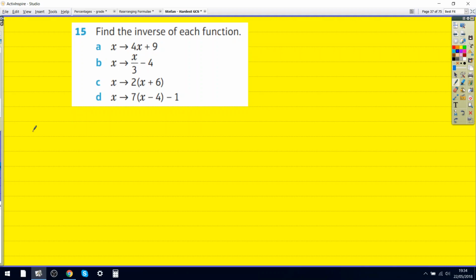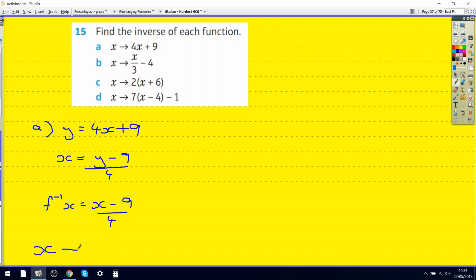Okay. So f of x is 4x plus 9. Then we can say y equals 4x plus 9. So then x is y minus 9 over 4. So f to the minus 1 of x is just x minus 9 over 4. To put it back into their form, it would be x and the arrow and then x minus 9 over 4. So they're basically saying x maps to 4 times that number plus 9, and so the inverse function is x maps to x take away 9 divided by 4. Okay, right.